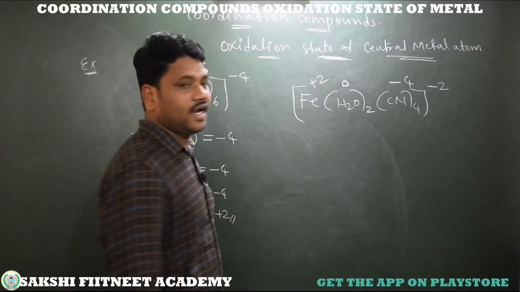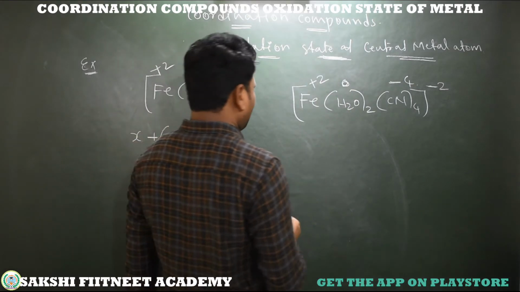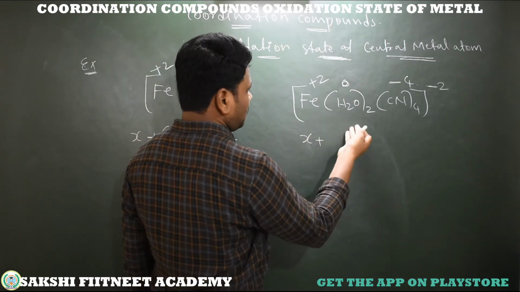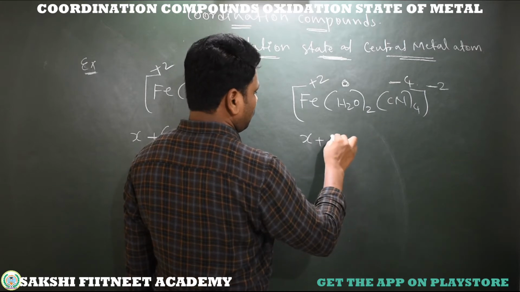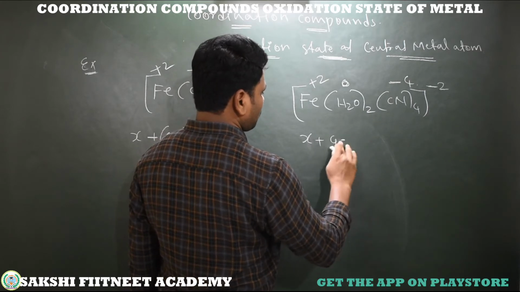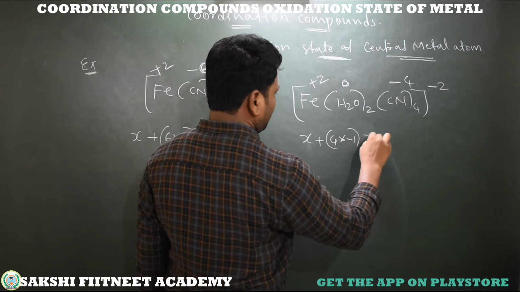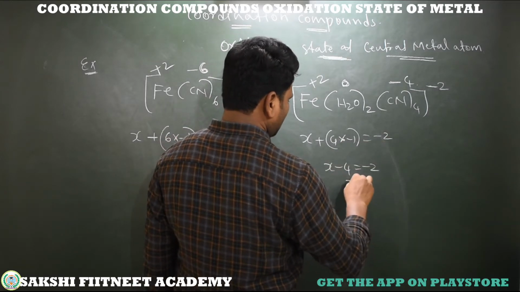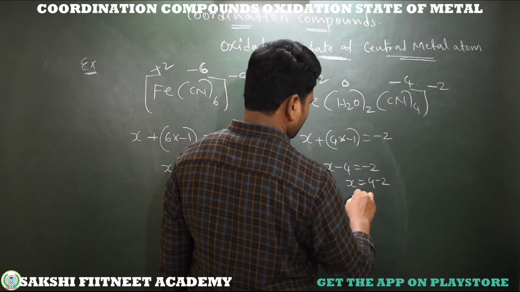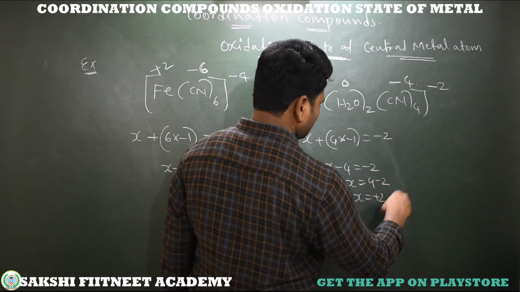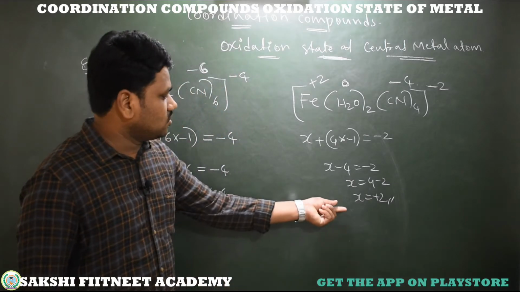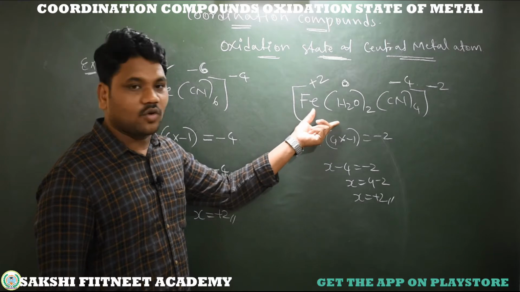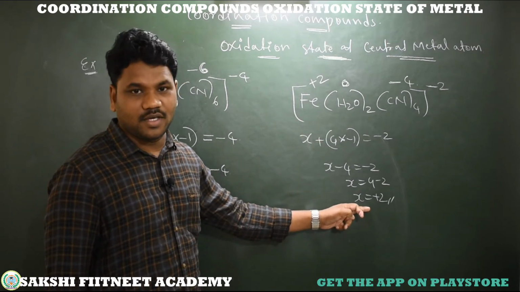It's plus 2. Same way you can take this method also. Here x plus nothing from water molecules, and here we have 4 cyanide ligands, 4 into minus 1, that is equal to minus 2. So x minus 4 equal to minus 2, that is x equal to 4 minus 2, then x equal to plus 2 oxidation state. So the charge of metal, that is the charge of ferrous atom from this coordination sphere, is plus 2.